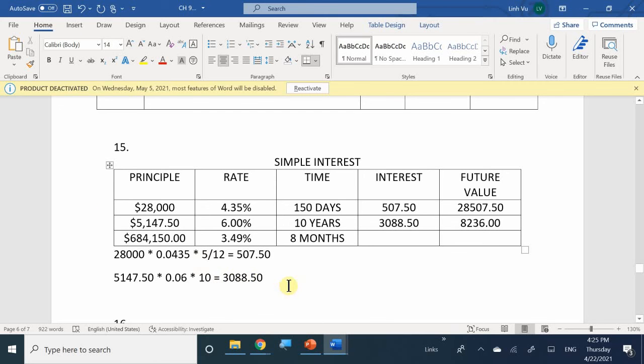All right, last but not least, let's do the last one. So in this case, if I started out with 6,841.50, and I multiply that by my rate of 0.0349, how am I going to determine what 8 months is? So that's 75%. So it'll be 0.75. Okay.